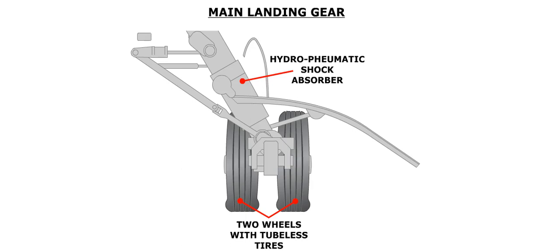Each main gear incorporates a hydro-pneumatic shock absorber and two wheels. The tires on the wheels are tubeless.